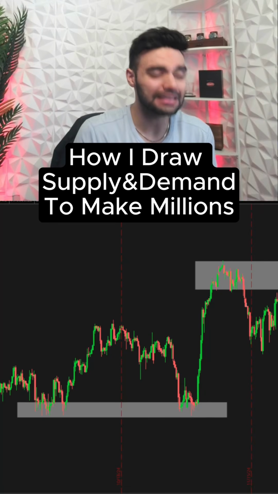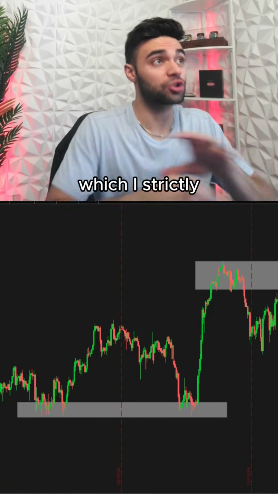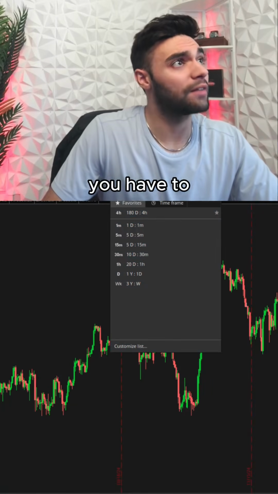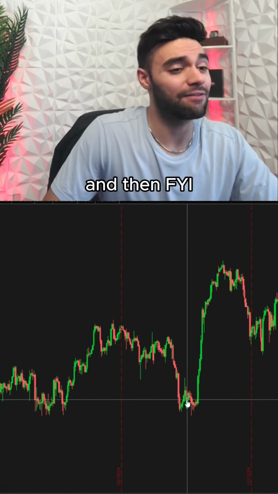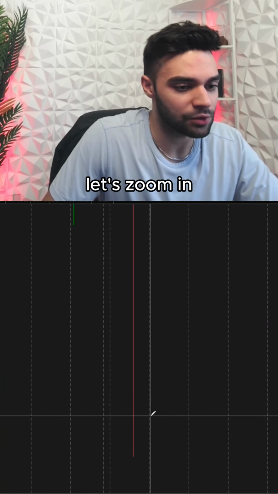I have made millions of dollars trading supply and demand, and this is exactly how I draw these zones, which I strictly only trade. First thing you have to do is go on the 4-hour time frame and identify huge moves up or down. For example, this is a very obvious move to the upside. Let's zoom in a little bit here.